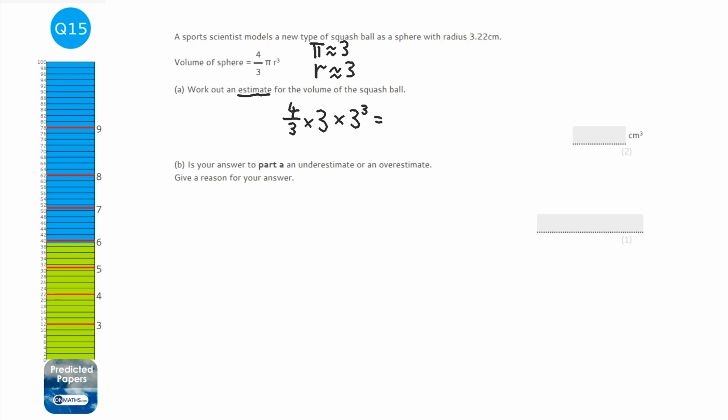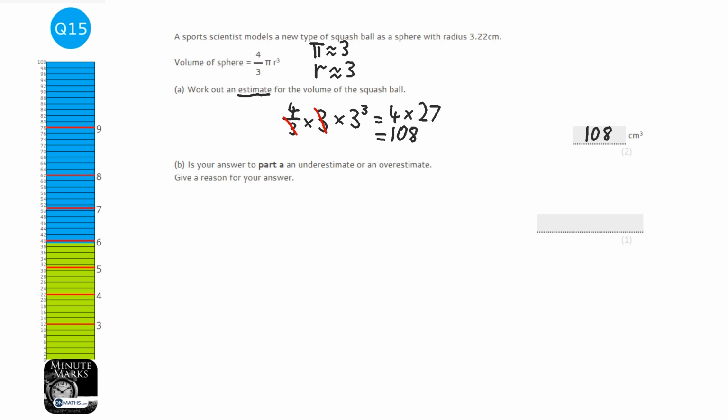So when I do that, now if you notice, the over 3 there and through one of the 3's there will cancel. So we're going to do 4 times 3 cubed is 3 times 3, which is 9, times 3 is 27. And so we're going to do 4 times 27. So 4 times 27, which would be 4 times 7 plus 4 times 20, which is 108.